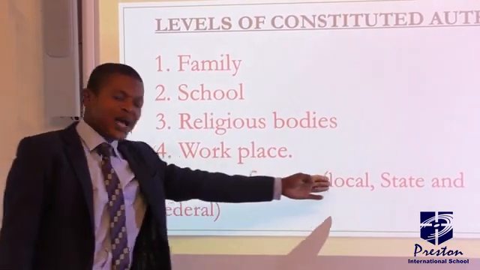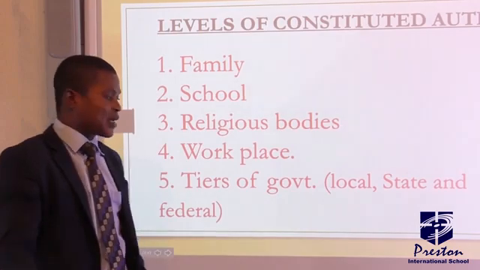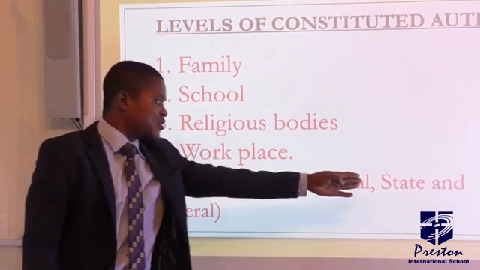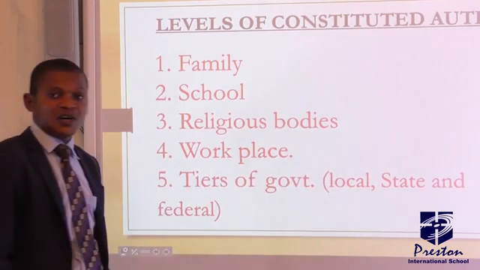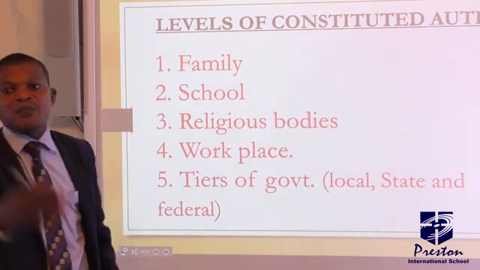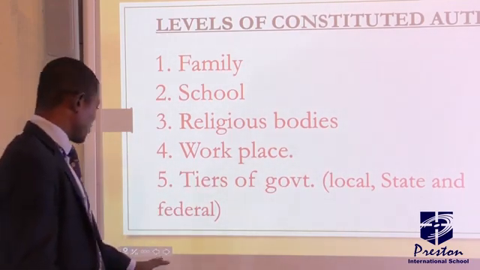You can see at the local level, we have the chairman as the head of that level. We have the state, where we have the governor. And lastly, at the federal level, we have the president. That is in the presidential system. These are the various levels of government.